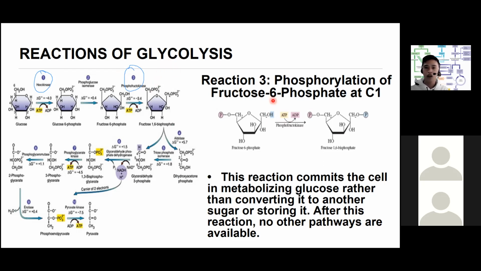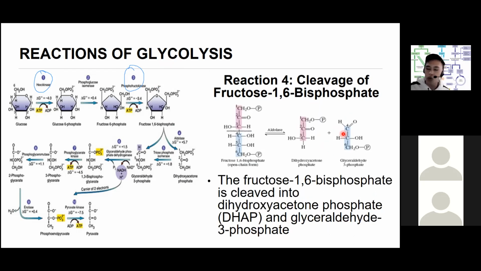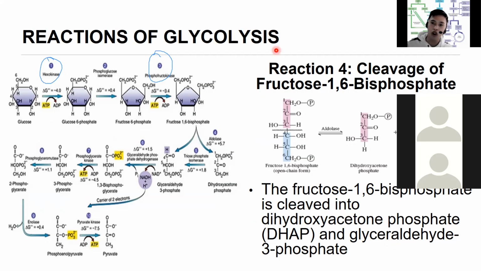So again, when you produce fructose 1,6-bisphosphate, this fructose 1,6-bisphosphate is already what commits glucose to glycolysis because you can no longer be synthesized into something else. Do you follow? So after fructose 1,6-bisphosphate is produced, it will now cleave into 2 3-carbon containing compounds. So there are 3-carbon containing compounds that are produced in this process in reaction 4.